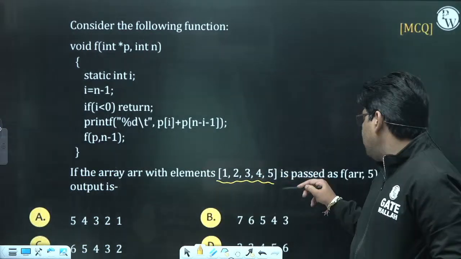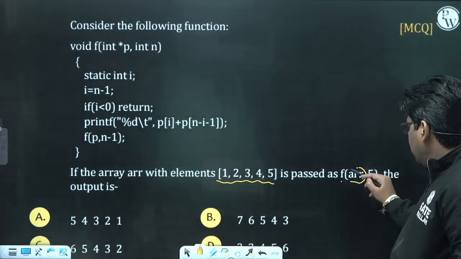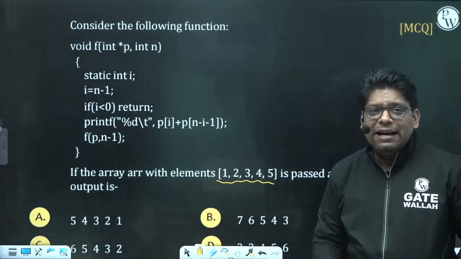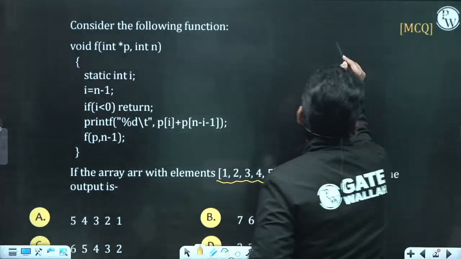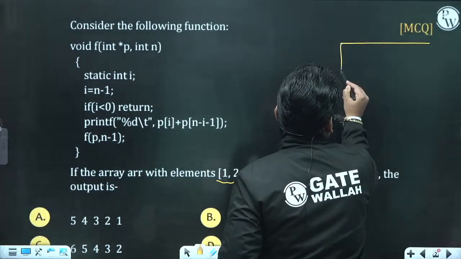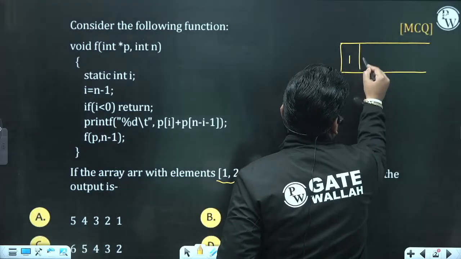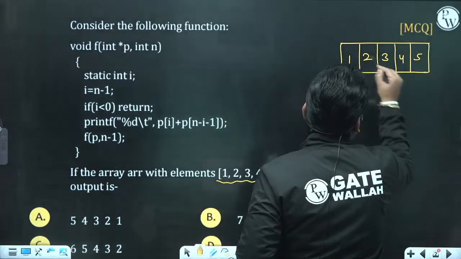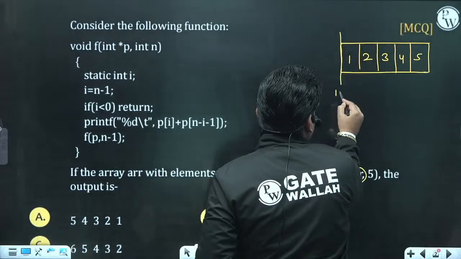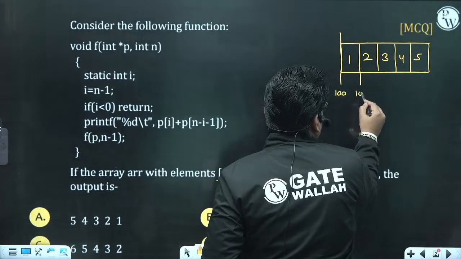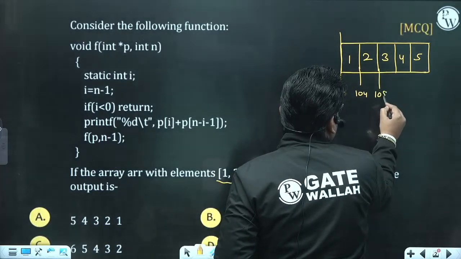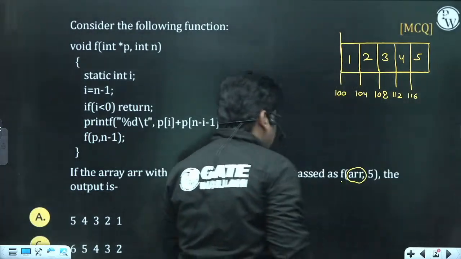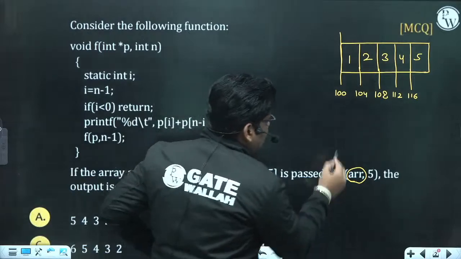So coming to this question, the array with the elements 1, 2, 3, 4, 5 is passed as the argument. The name of an array always represents its address, the address of the very first element. If I assume the array is 1, 2, 3, 4, 5 and an integer occupies 4 bytes, the situation is something like this. From here we are passing this 100.